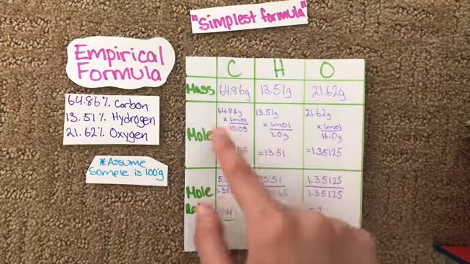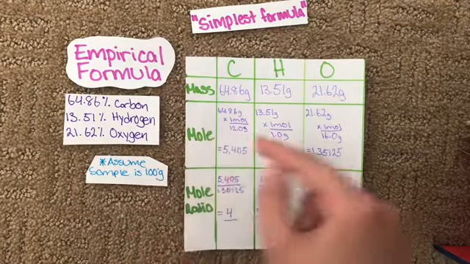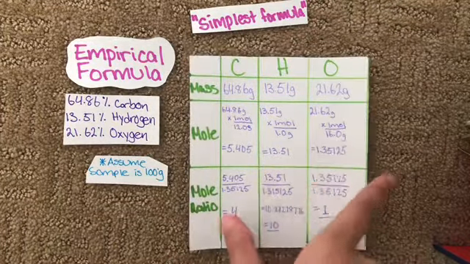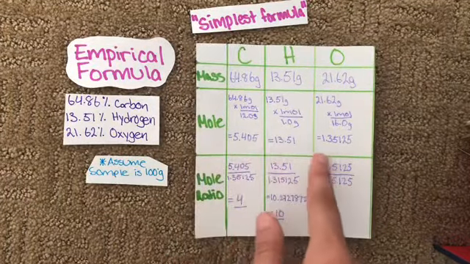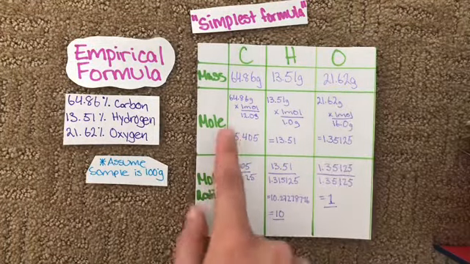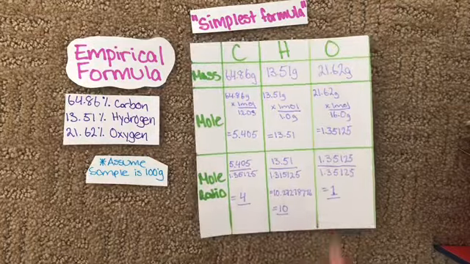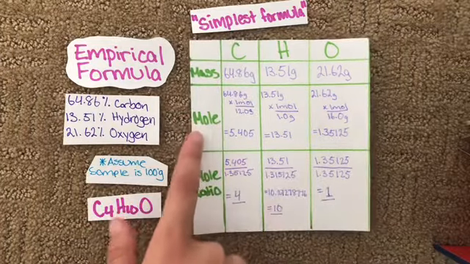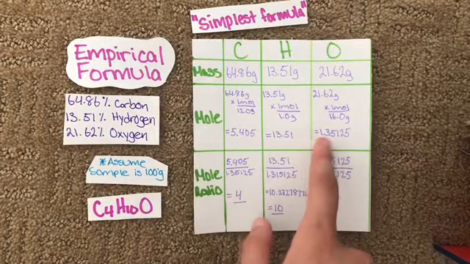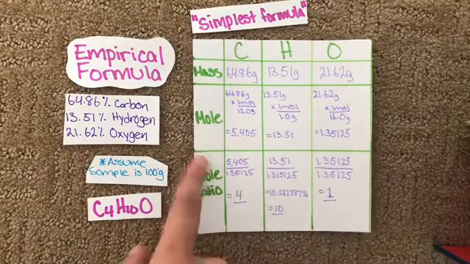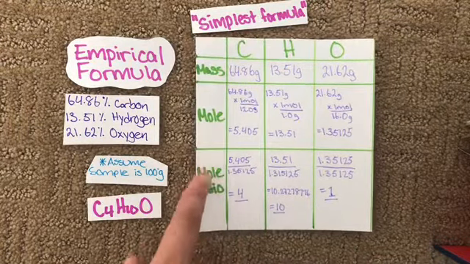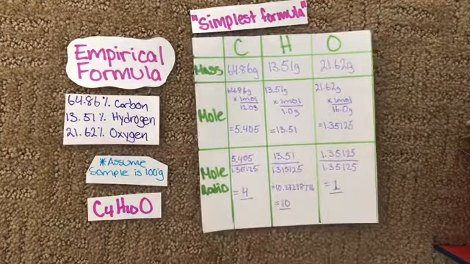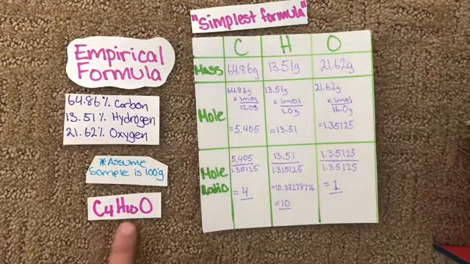As you can see here, you take the grams and multiply by a mole over the atomic mass to get how many moles you have of each element. Then you take the lowest number of moles and divide each element's moles by it to get numbers to make your empirical formula. Once we found our moles, you can see oxygen has the least amount of moles, so I divided each element's moles by oxygen's moles to get 4 carbon, 10 hydrogen, and 1 oxygen, and that gave me C4H10O.